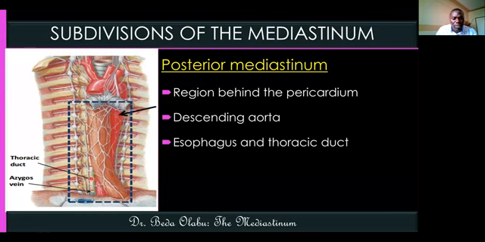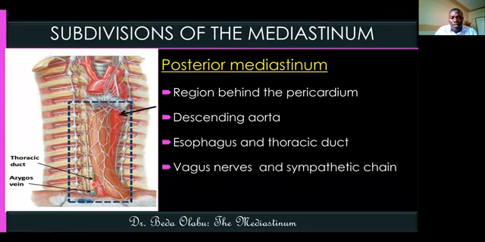The thoracic duct that I mentioned earlier also runs within the posterior mediastinum, usually behind the esophagus. The vagus nerve, as it goes to the GIT, will pass through the posterior mediastinum. The sympathetic chain, as it traverses the chest, will also go through the posterior mediastinum.